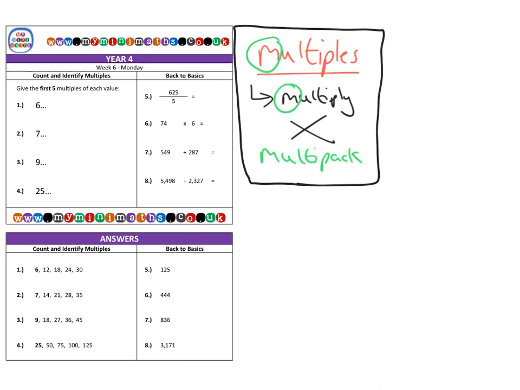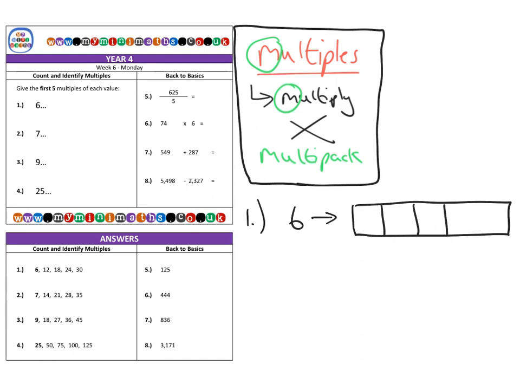So on to question 1, which is 6. Now, we want the first 5 multiples. So 1, 2, 3, 4, 5. And the first multiple is 1 lot of 6, which is 6. Then we have 2 lots of 6, which is 12.